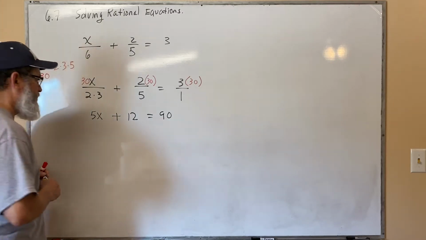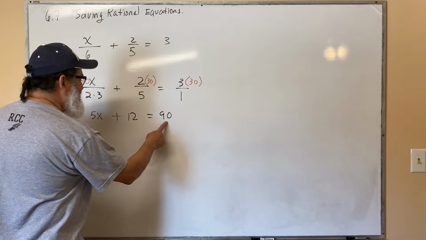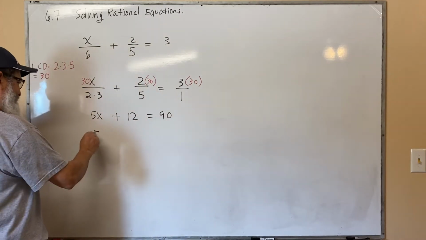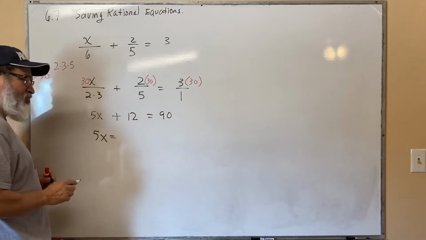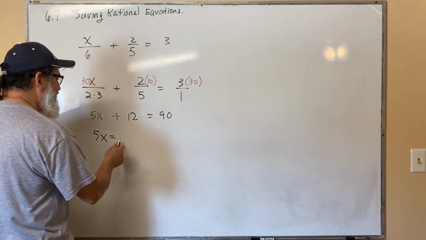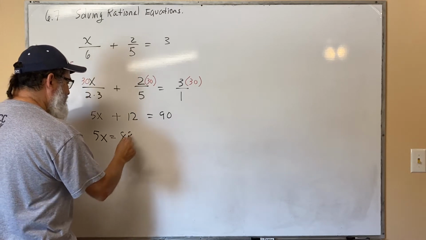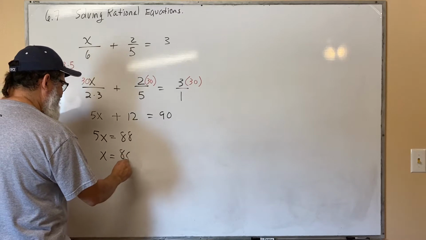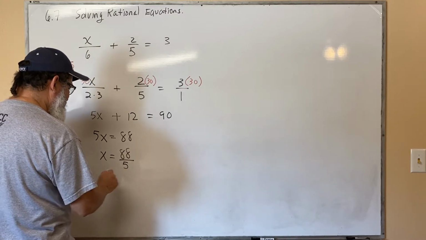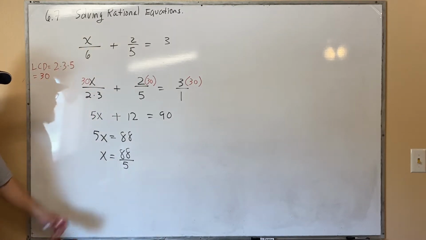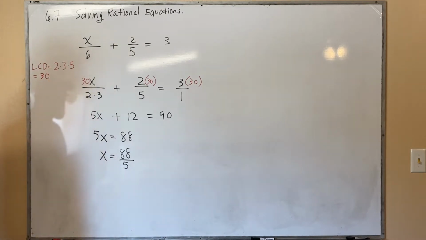Now let's just solve. So 5x equals 90 minus 12. What's 90 minus 12? Is that 88? So x equals 88 over 5, and that's all you need. So there we go. That's your answer.